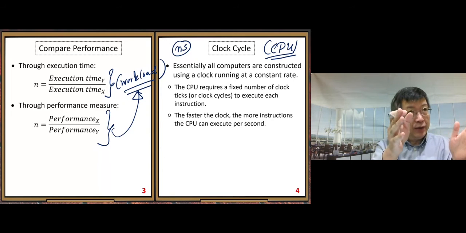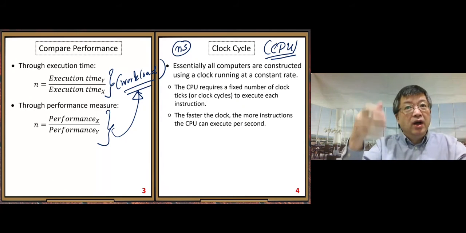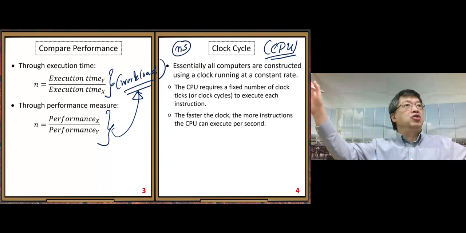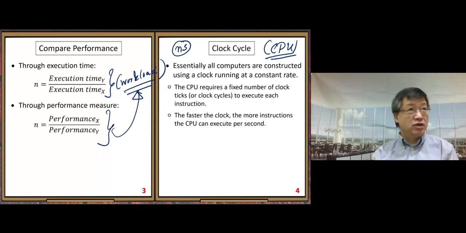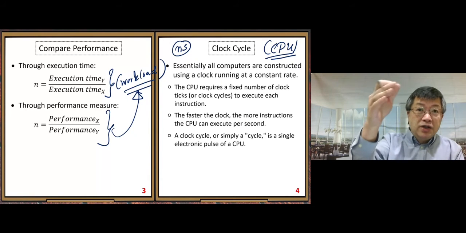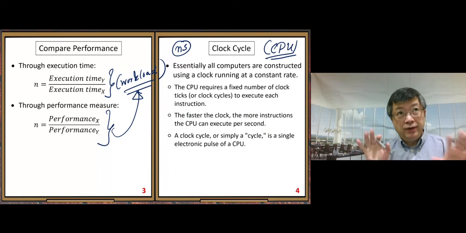The faster the clock, the shorter the time. So then in 1 second you can execute more instructions. The faster your clock is, the faster your CPU is.